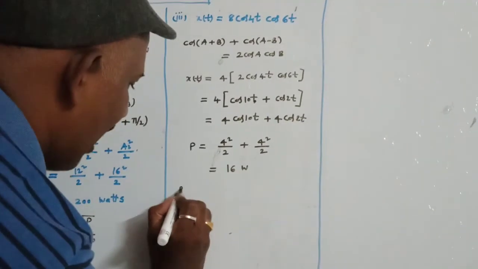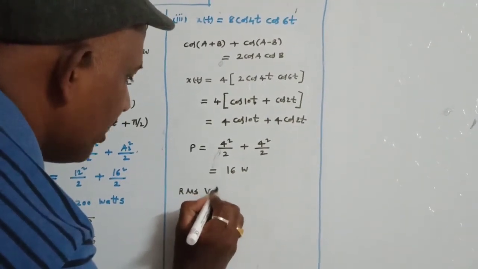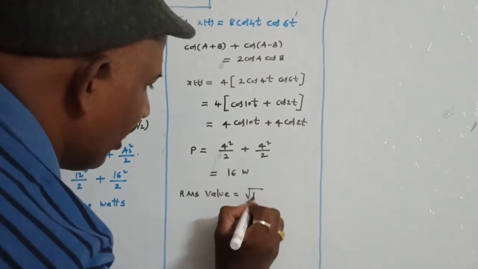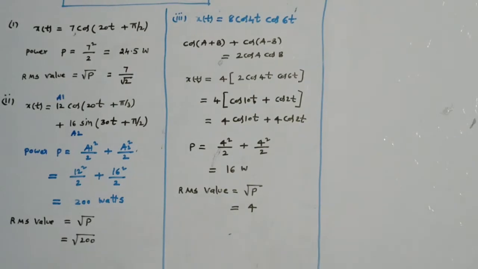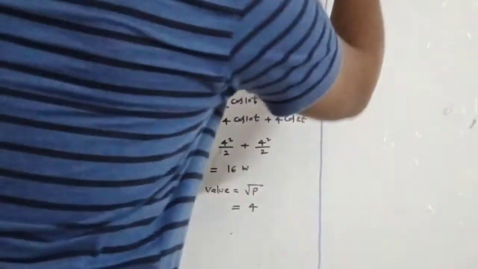As you know, the RMS value, root mean square value, is equal to square root of power, which is nothing but 4. It will come out as 4. So let us see the fourth problem on this model.